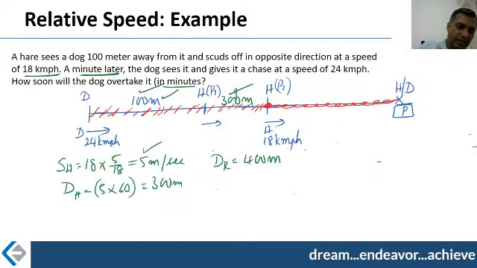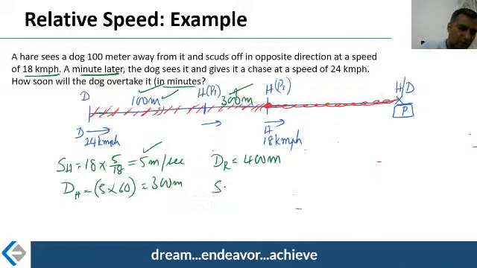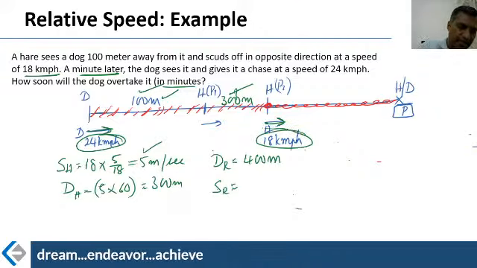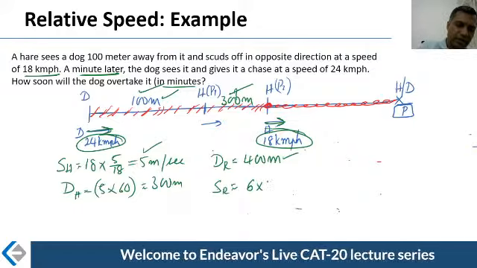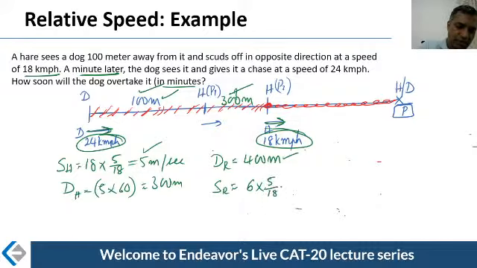Very good. What is the relative speed, friends? Both are moving in the same direction. If both are moving in the same direction, it's the difference between the speeds. That is 24 minus 18, which is 6 kilometers per hour. But this is in meters, so let me convert 6 kilometers per hour to meters per second: 5 by 18 meters per second.